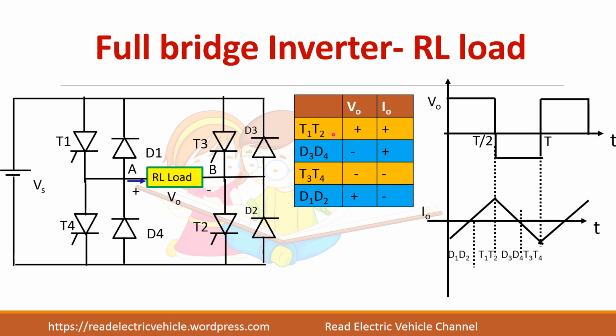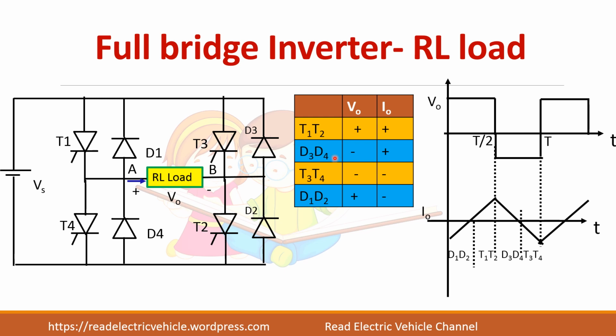So you check this table, which is already discussed in chapter 40, Introduction to Inverters. You can verify how you are getting this table. When T1 and T2 conduct, current will flow in this direction, which is assumed to be positive, A to B. So current is positive. Voltage is also connected to plus Vs, and this is connected to negative Vs. So you are getting plus.